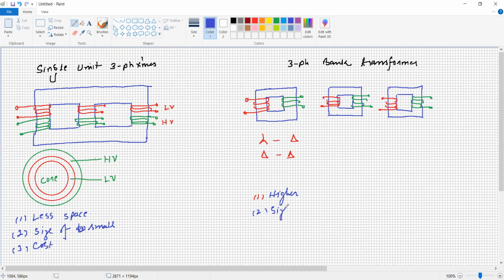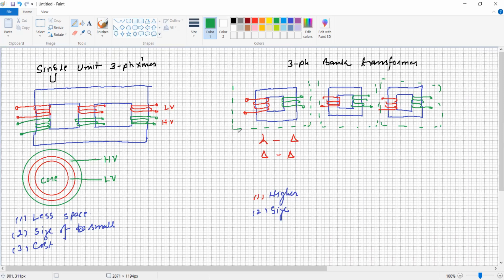The total size of the transformer is higher, and the cost is higher because of the core construction. Even though the transformer needs the same amount of copper for the windings, the cost of iron material increases. And again, all these 3 transformers are in separate tanks. This is the tank. One transformer is immersed in one tank, the second transformer is immersed in a second tank of transformer oil, and this is the third tank. So 3 tanks are needed, and definitely the space requirement will be more.